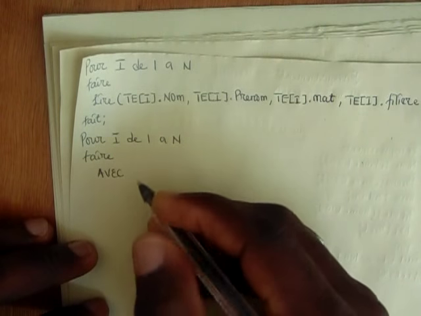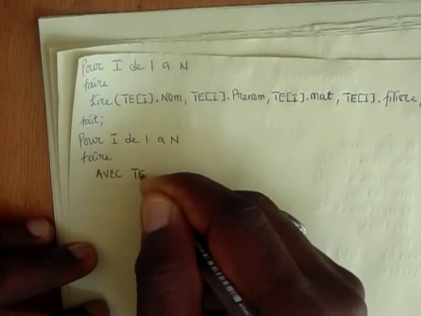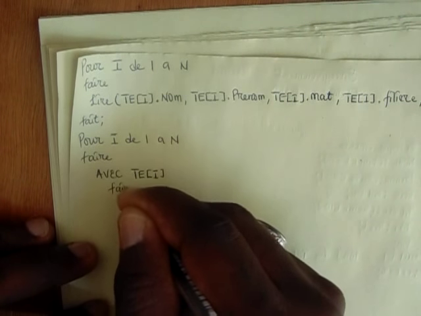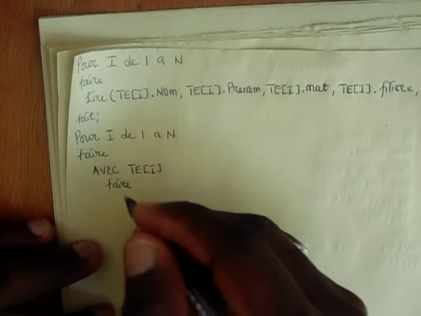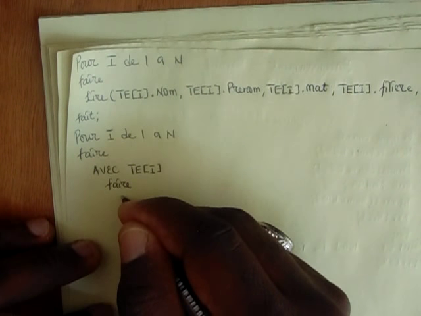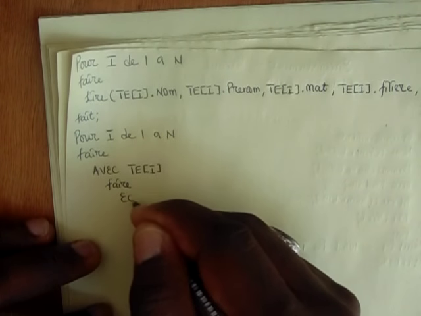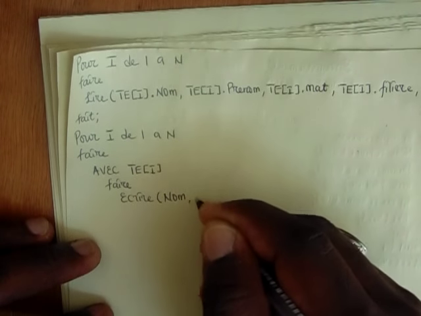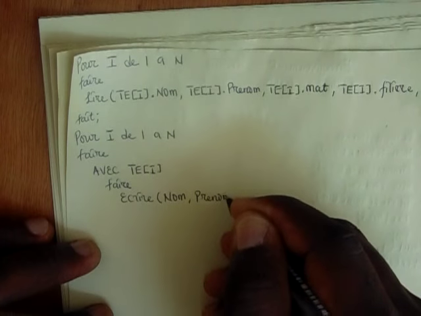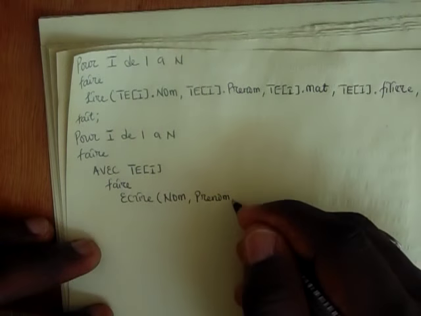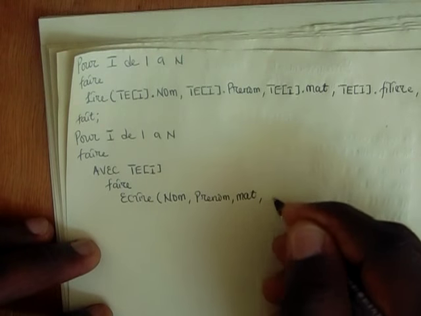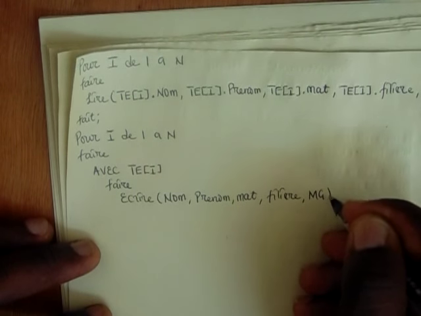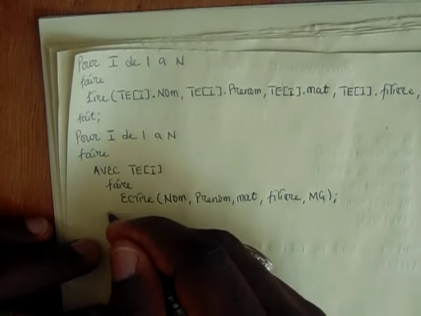So we'll say avec, in capital or in small, te of I, we'll say faire, because it's more like a loop itself. So we want to display what we scanned. Écrit nom, prénom, maths, filier, te moyen général, fait.